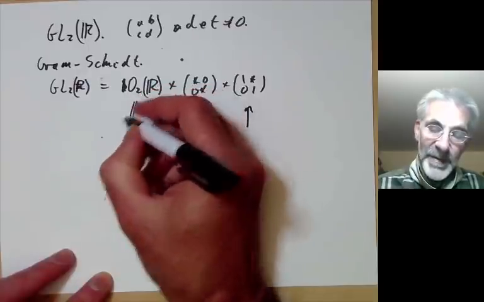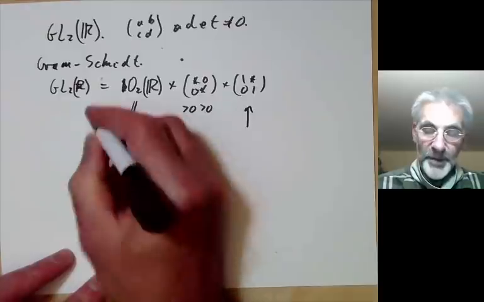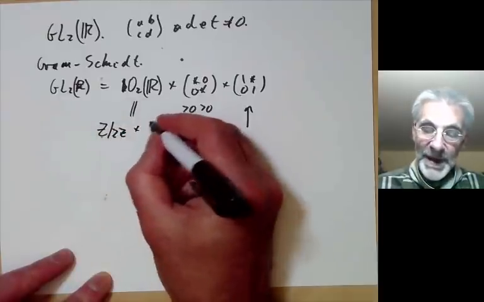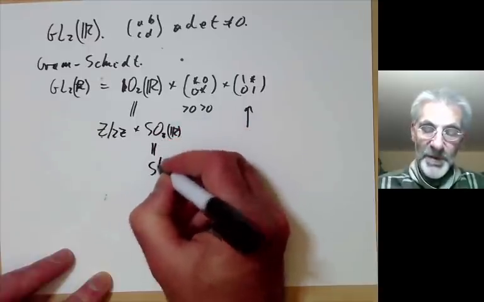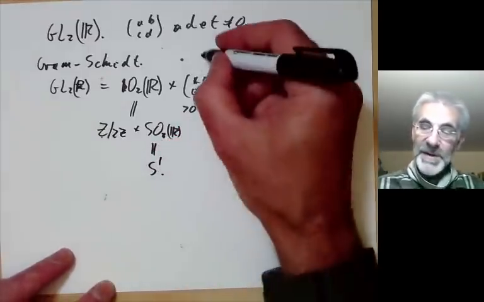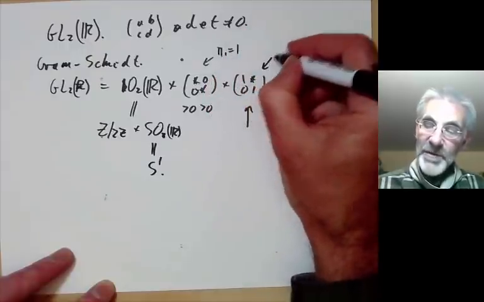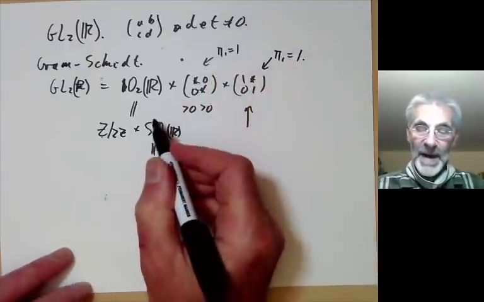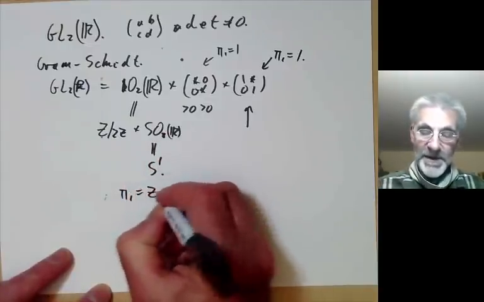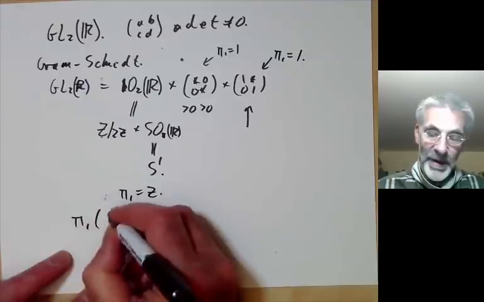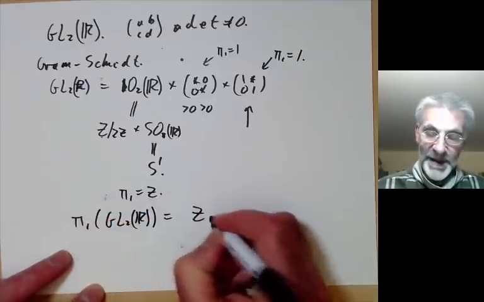And the orthogonal group is just equal to a group of order 2 times the special orthogonal group. And the special orthogonal group is just a circle. And you notice this group here, π1 is trivial, and this group, π1 is trivial, and this group here, π1 is the integers. So we've worked out π1 of GL2(R) is just the integers.